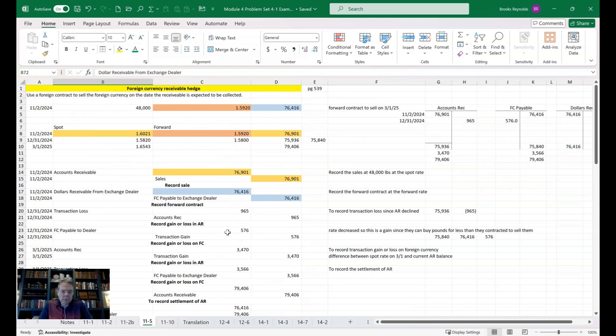I'm going to be talking about problem 11.5. There are other problems that are similar to this, but if you can get through 11.5, that should help you with all the other problems.